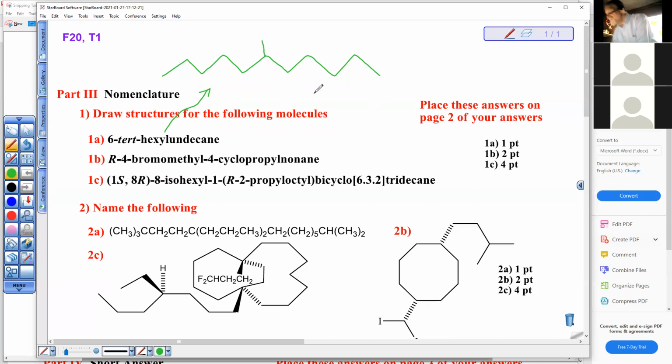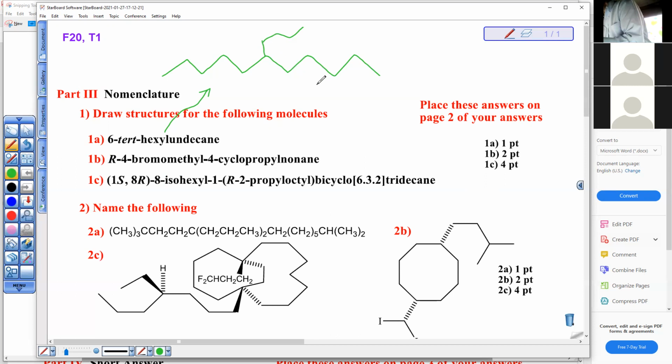What's your strategy for drawing a tert-hexyl? How many carbons are in the longest chain of the tert-hexyl? Don't say 6. 4. 1, 2, 3, 4. And where are the last 2 carbons? On the other side. By that, do you mean on the other side of the first carbon? Yes, the one that's attached to the chain is carbon 1 of the hexyl group.